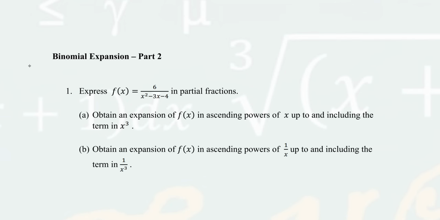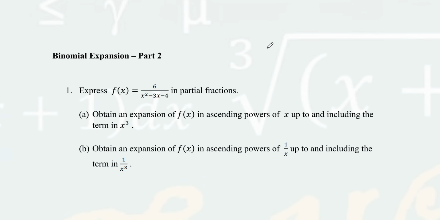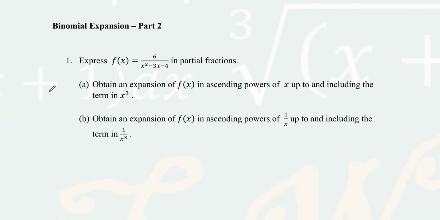This video is to discuss Paper 3 Binomial Expansion Part 2. Okay, so here we will solve more challenging questions. So the first one is: express f(x) equals 6 over x squared minus 3x minus 4 in partial fractions. Okay, this is the first part.